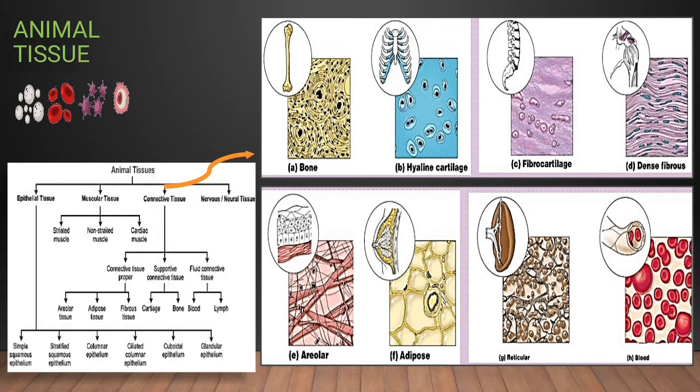And what are some of the functions of these connective tissues? They attach organs and tissues together. They store fat in the form of adipose tissues. They help in repairing tissues, and they prevent the organs from mechanical shocks. And they also help in defense.